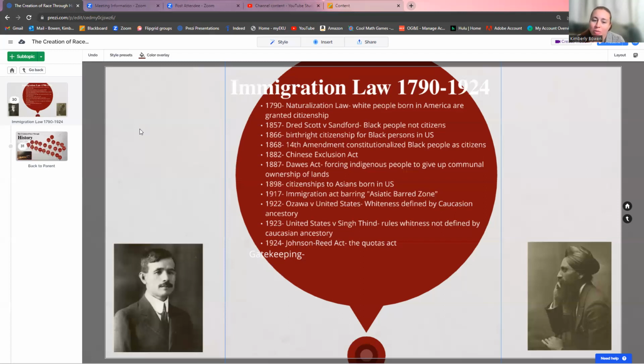In 1922, Ozawa versus the United States, whiteness was defined by Caucasian ancestry, which is interesting because what is considered Caucasian comes from a people that were indigenous to the Caucasus Mountains, which is not anywhere near Europe. It's actually to the west. Nope, that's east. To the east, if you're looking at a map, to the west. How does that work? It doesn't matter.